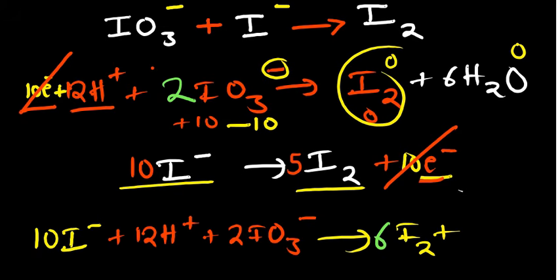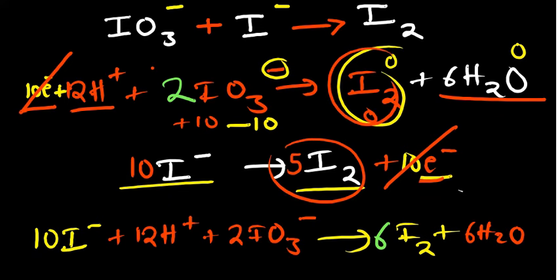And then what else do we have? We have 6 water molecules. I think that's all. Yeah, that's all. We're now done, since we already added 5 plus the one there to give us 6, and then we have 6 water molecules.